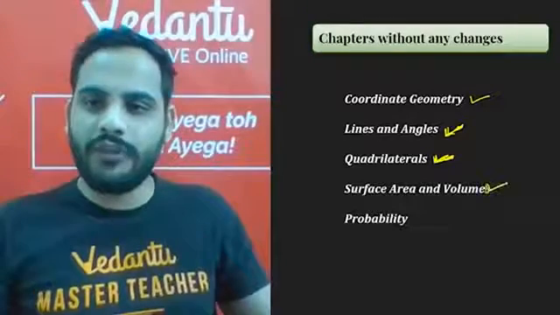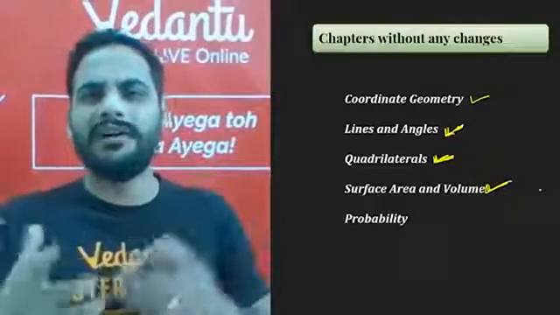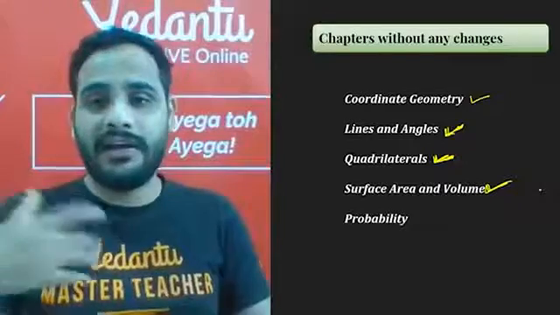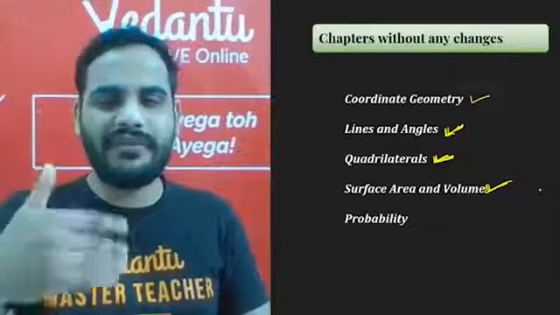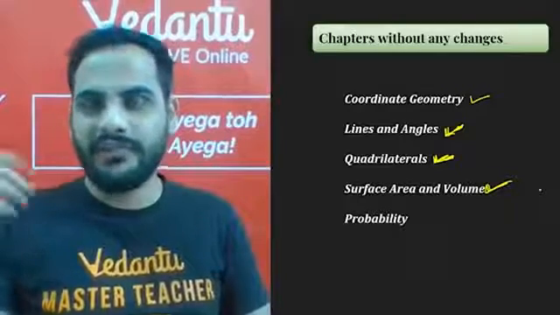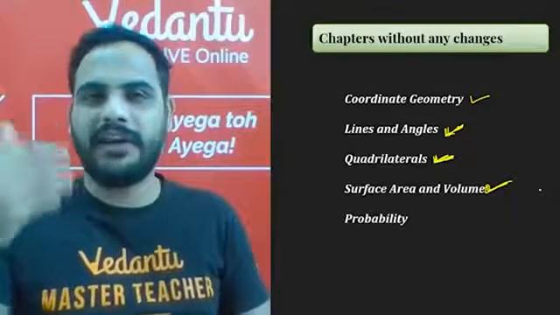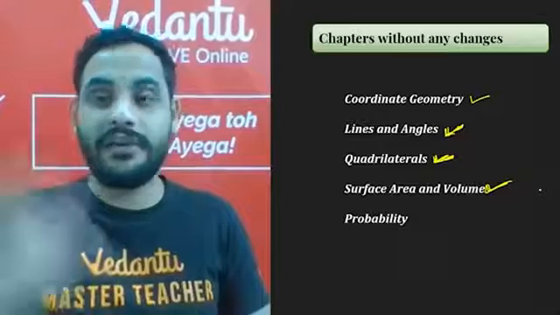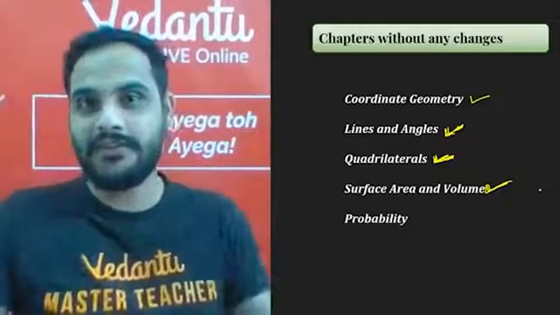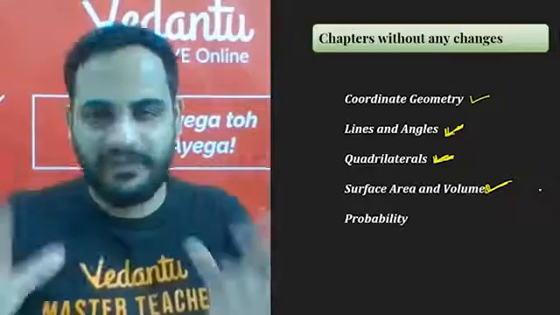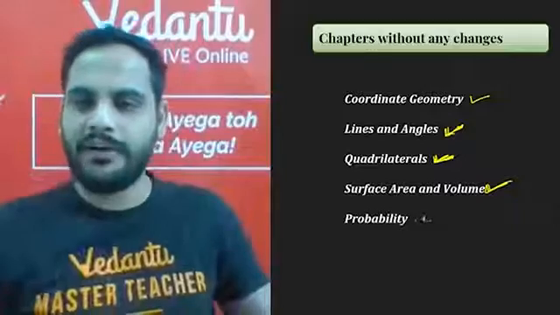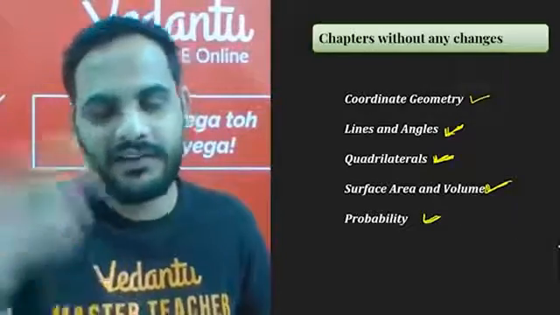Surface area and volume has also not been removed, though I think this part could have been deducted rather than some other chapter. If they would have removed cube, cuboid and cylinder, because you have already studied that part in the previous grade, at least cube and cuboid could have been removed. Instead of that, in polynomials, if they had kept remainder theorem and factor theorem, that would have been a better part. But whatever CBSE has decided, we have to go with it. So surface area and volume is as it is, and probability also is as it is. There is nothing in probability. So that is as it is.